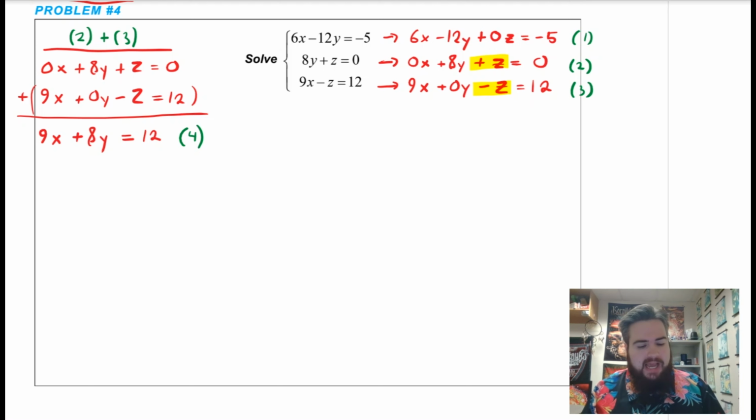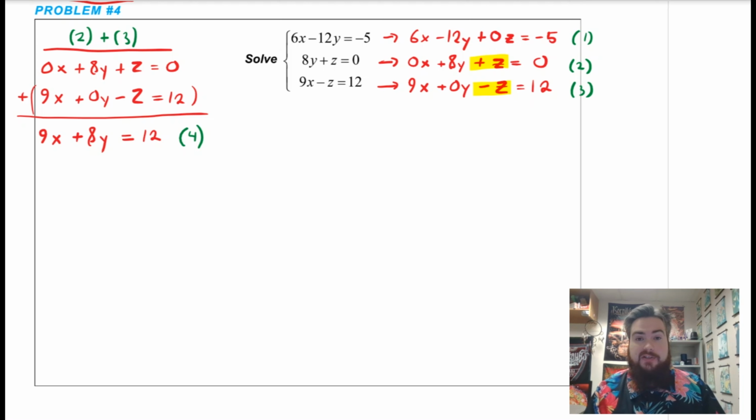You'll notice now I have an equation of x and y, and our first equation also only had x and y, so I don't need to make another pair of equations to eliminate anything. I should now be able to just combine this with equation number 1. So if I look at those 2 equations, one of them is 6x minus 12y equals negative 5. The other one is 9x plus 8y equals 12.